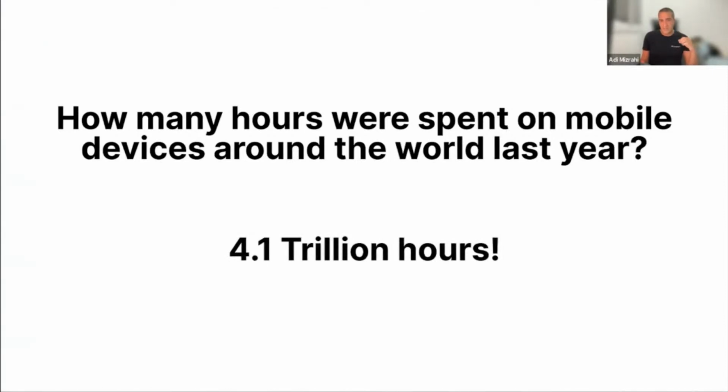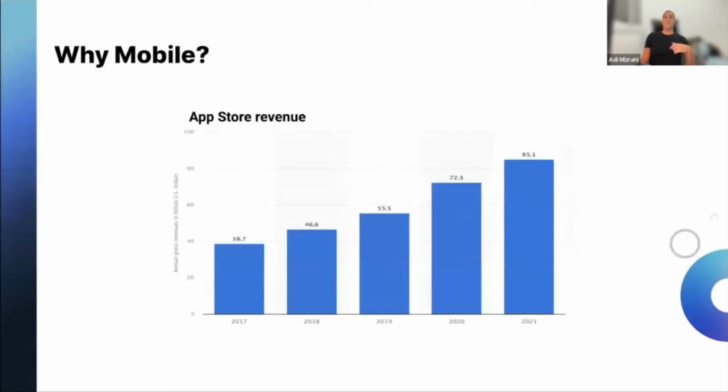4.1 trillion hours. If you take that and spread it to the average, that means that the average person spends a third of his wake time on his mobile device. A third. And let's talk about what moves this world: money.